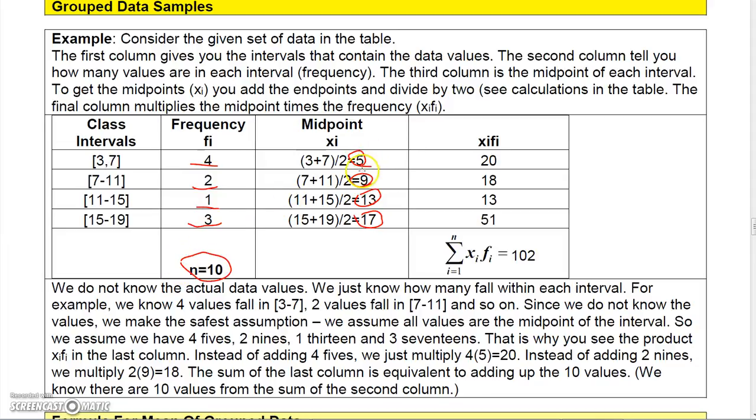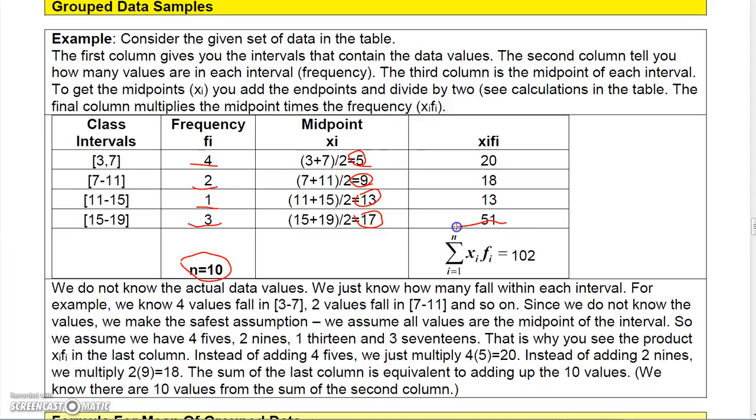Now, basically, I'm just going to assume that there are 4 5s, there's 2 9s, there's 1 13, and there's 3 17s. So if I were going to add all these up, you could add 5 4 times, 9 twice, 13 once, 17 3 times, or you could say, well, if there's 4 5s, 4 times 5 is 20. If there's 2 9s, 2 times 9 is 18. 1 13 is just 13. And then 3 17s is 51.